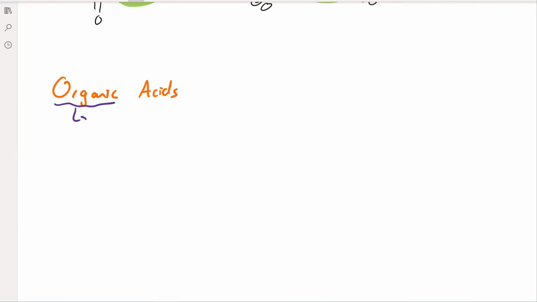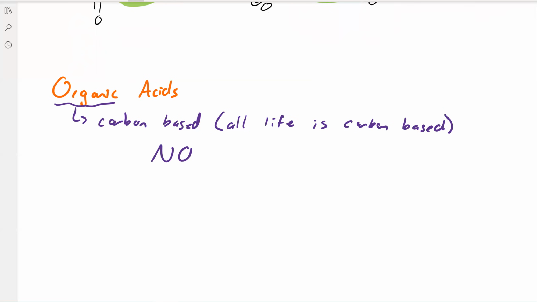Organic, like organic chemistry, refers to carbon-based. That's because all life is carbon-based. You yourself are a walking, talking bag of organic compounds and organic reactions. Note that this is not what the pop culture term of organic is. It's not like the food. If you go to the grocery store and try to buy organic food, that doesn't have much to do with organic chemistry. Kind of does, but it's not the same thing.